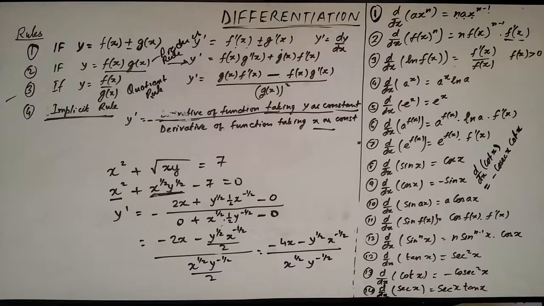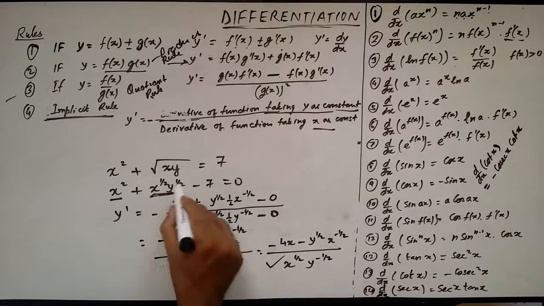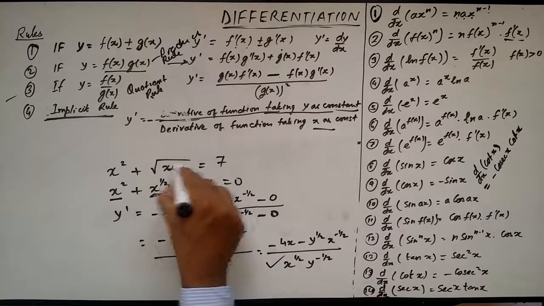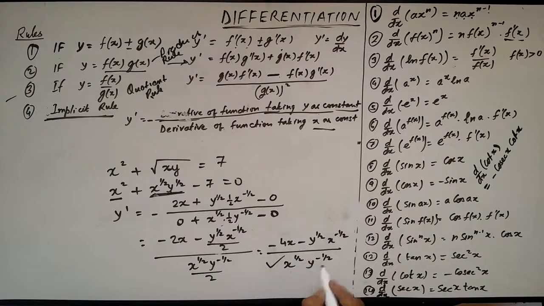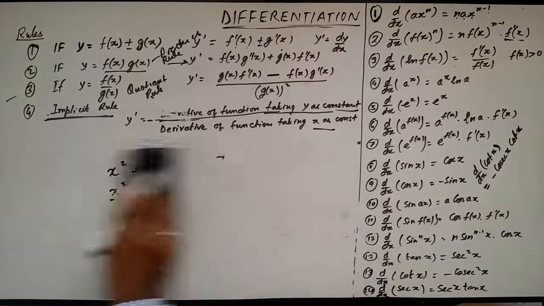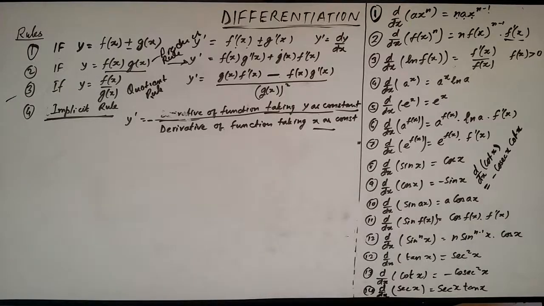Okay, you can leave the expression as it is. If you want to make it simple, you can just take root of y and root of x in the numerator and again evaluate the fraction to bring it in terms of square root of xy, or you can just leave the expression as it is. Okay, so this is how you solve problems on implicit rule.